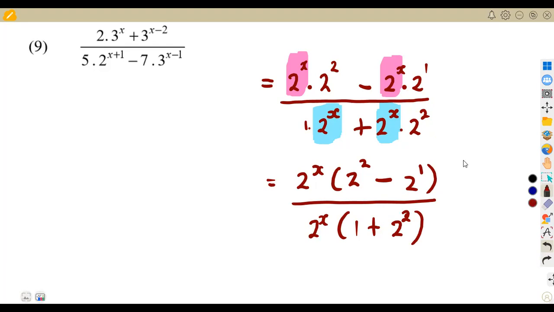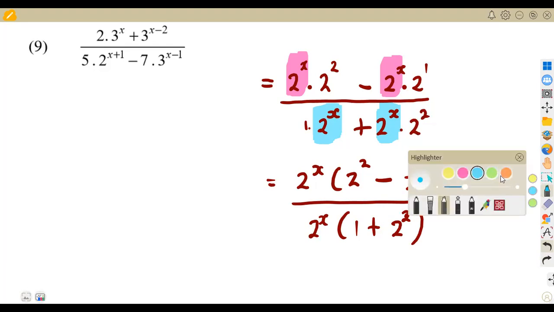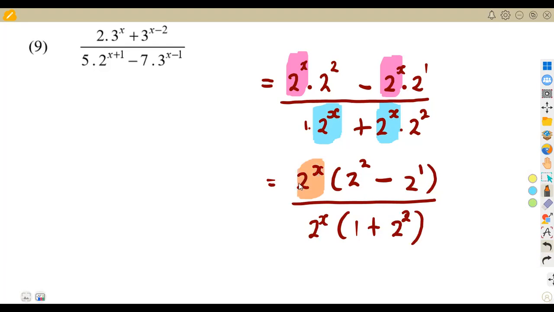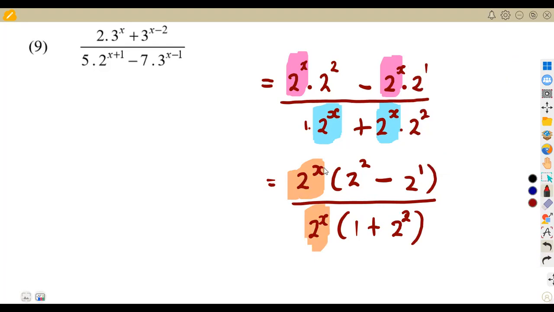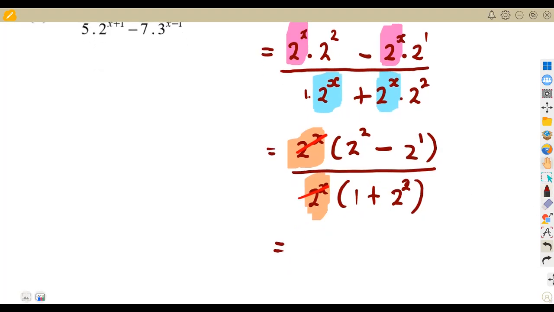So as we can see, these two here are the same. This one is the same as what we have here. So what can we do? We can simply cancel it because we've got the same thing. So this and this will cancel. We are just left with the numbers only here, the exponent of x and this and that. It has canceled. So it means here I'm going to simplify.